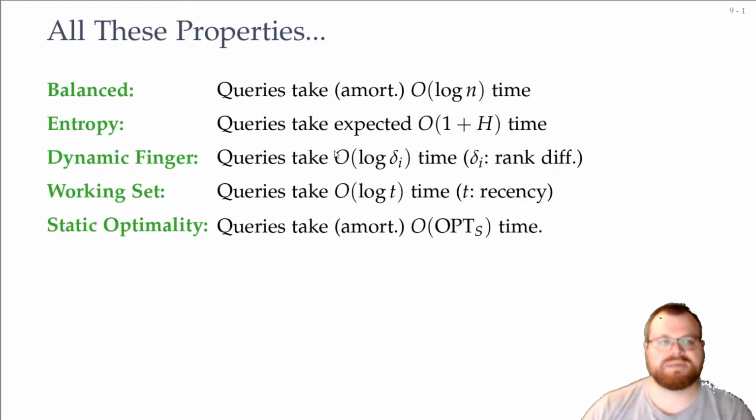So we have 5 properties. We have balanced, we take amortized logarithmic time per query. We have the entropy, we have expected time that depends on the probabilities. We have the dynamic finger. If they are close, then we only take little time. We have working set. If something has been queried recently, then we want to query it again fast. And we have static optimality. All those queries do not take asymptotically more time than the optimal static tree.